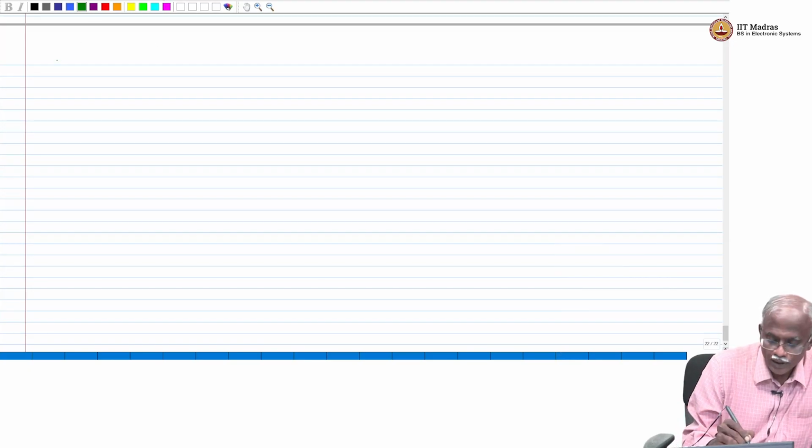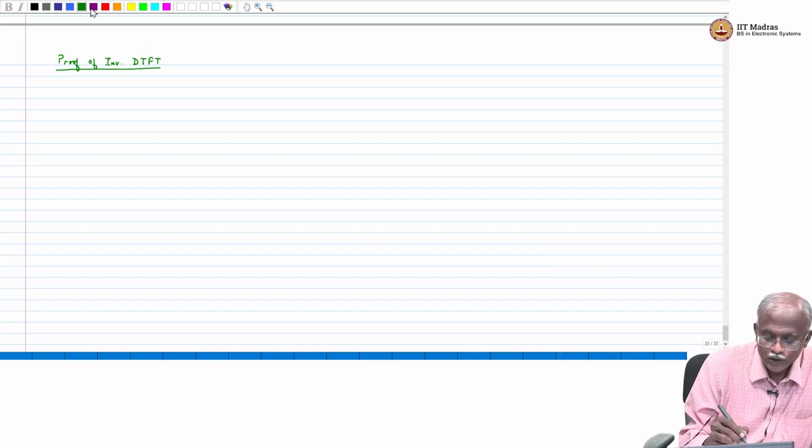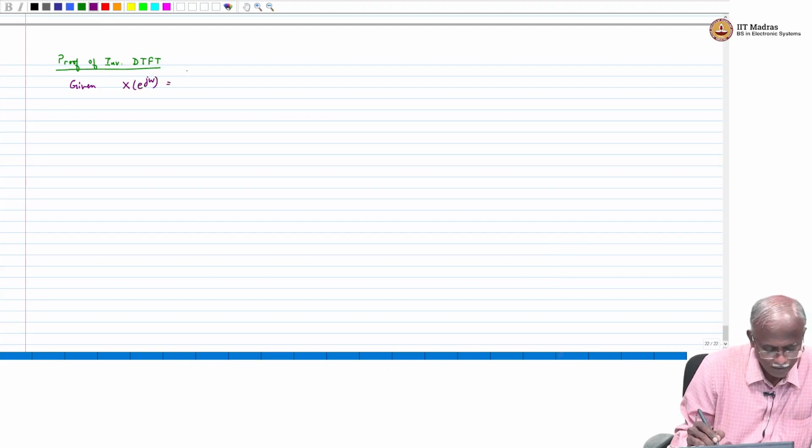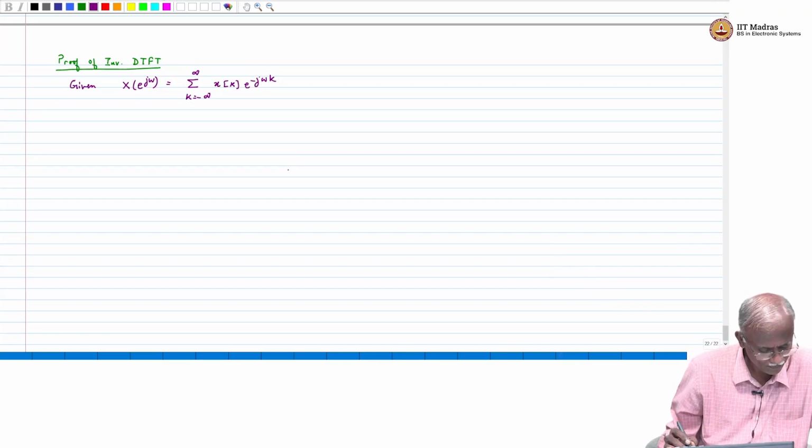So, this is the proof of the inverse discrete time Fourier transform. Basically, what we have is a Fourier transform pair. We are given that X e of j omega is given by the summation k equal to minus infinity to infinity x of k e power minus j omega k. This is given to us.